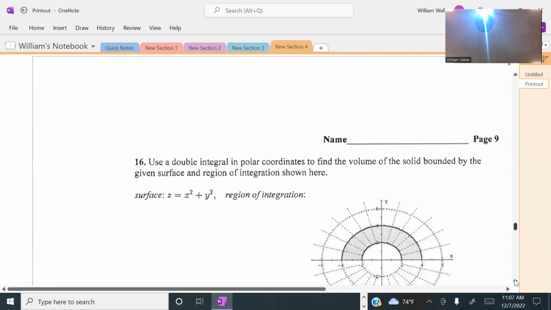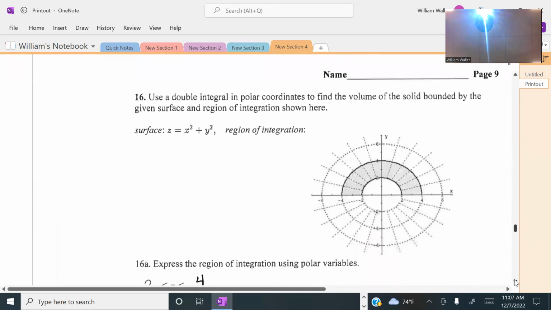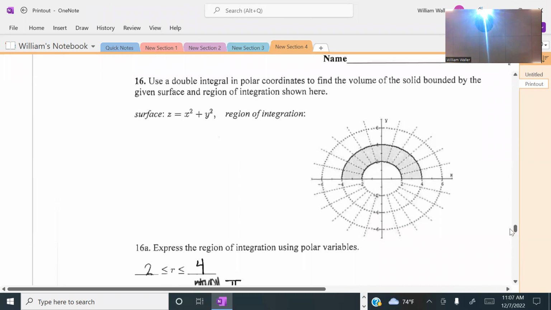Let's try it again. Same type of problem. I just have a different region of integration. So this region of integration is very hard to write down in rectangular coordinates. So we're just going to write it in polar coordinates to start with, but it's very easy to write in polar coordinates because you have this is called an annulus. It's a region between two circles, right?